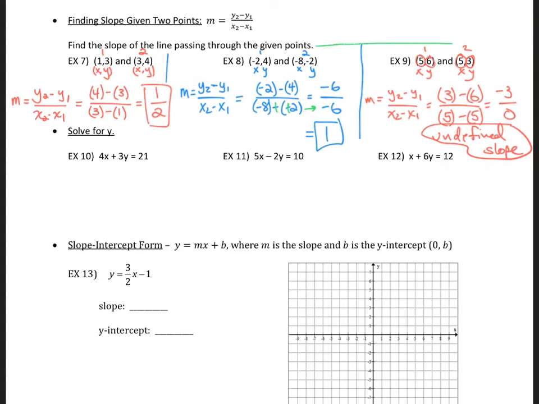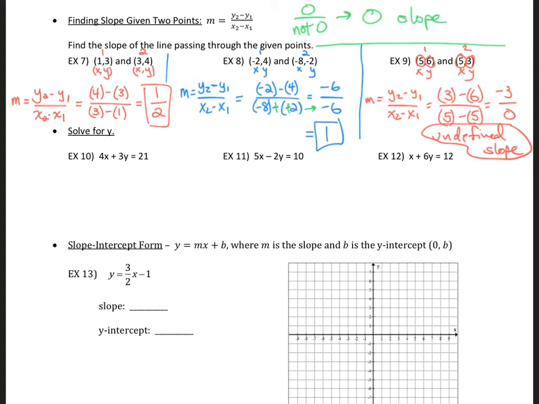The only slope I did not get an example in here for is the 0 slope. And that is when you get a 0 over something that is not 0. So when you get 0 over 4 or 0 over negative 5 or 0 over anything as long as it's not 0, that means you have a 0 slope. Cool. All right. Example 10, 11, 12, solving for y, not a big deal.